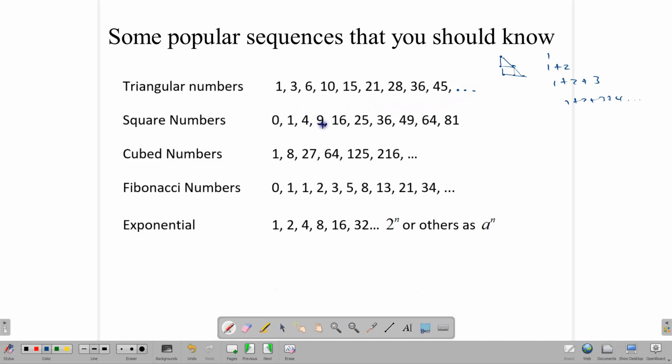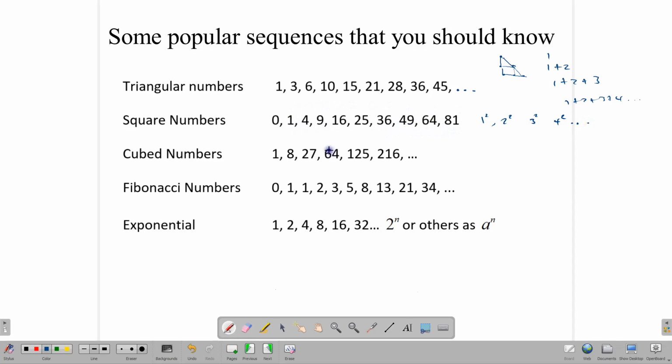Square numbers, same thing. A square number is when you multiply a number by itself. Also, when you find the area of a square of 1 unit or 2 units, so 1 square, 2 square, 3 square, 4 square. 1 square is 1 times 1, 2 square is 2 times 2, which is 4, 3 square is 3 times 3, which is 9, etc. 4 square is 4 times 4, which is 16, and it goes on. So square numbers are very important, and these are used a lot in your pattern questions.